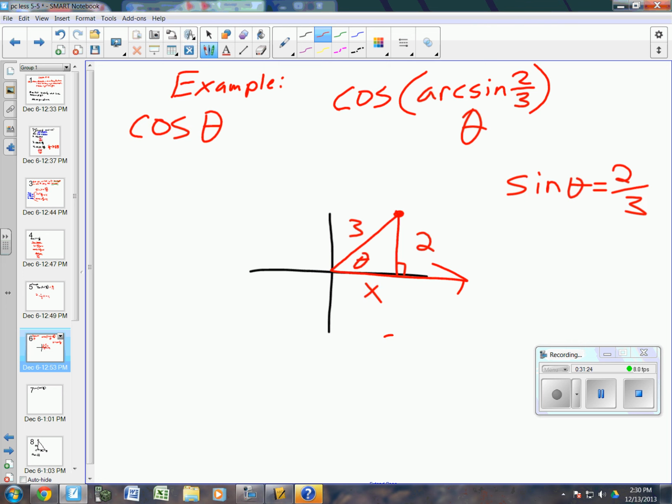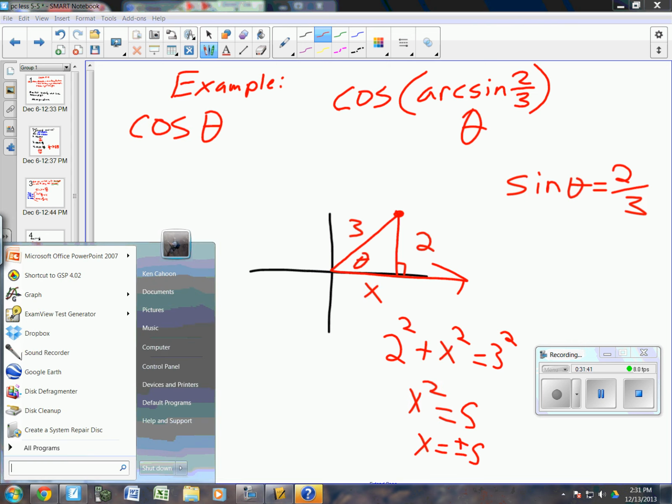Okay, Pythagorean theorem: 2 squared plus x squared equals 3 squared. So I'm going to get x squared equals 9 minus 4, which is 5. So x is equal to plus or minus the square root of 5. It didn't indicate what quadrant we're in, so it's the positive square root of 5. So x equals the square root of 5.